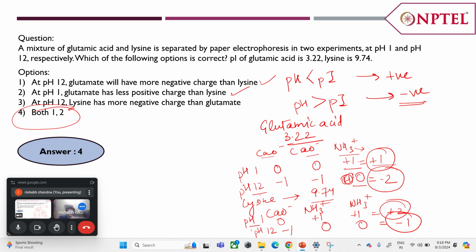So anybody has any doubt in this particular question? These kinds of questions are mostly and routinely asked in your competitive examinations. So if not, then we'll move on to the next question.